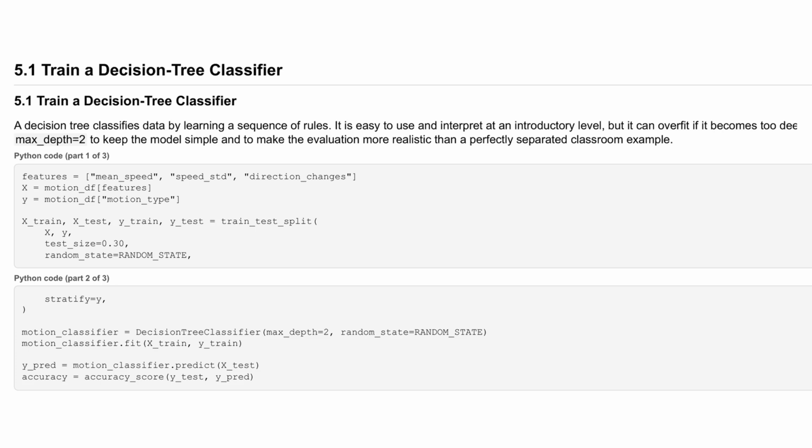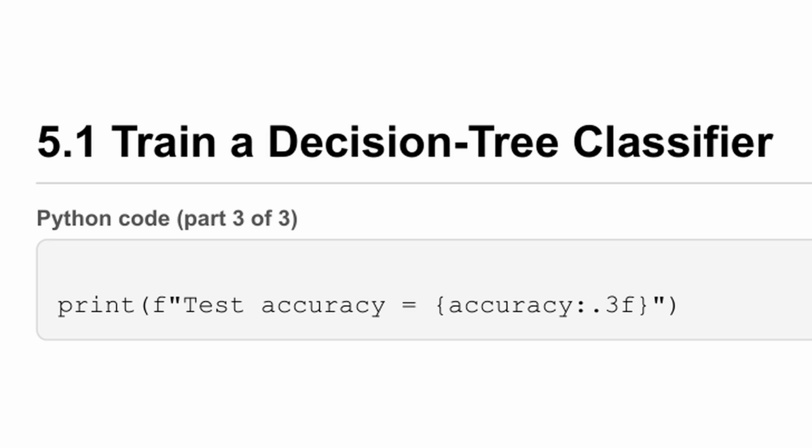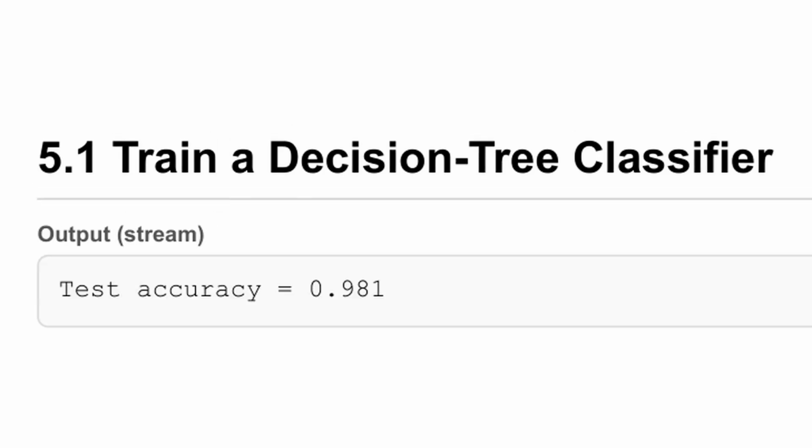After isolating our features and target, we split the data into training and test sets and initialize our classifier with a maximum depth of 2 to prevent overfitting. We finalize the training step by fitting the model to our training data, predicting the labels for our test set, and calculating the overall accuracy score. The output shows an impressive test accuracy of roughly 98%.